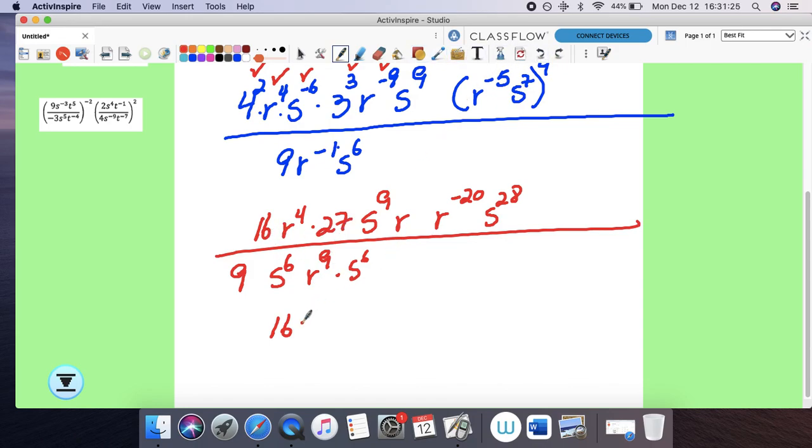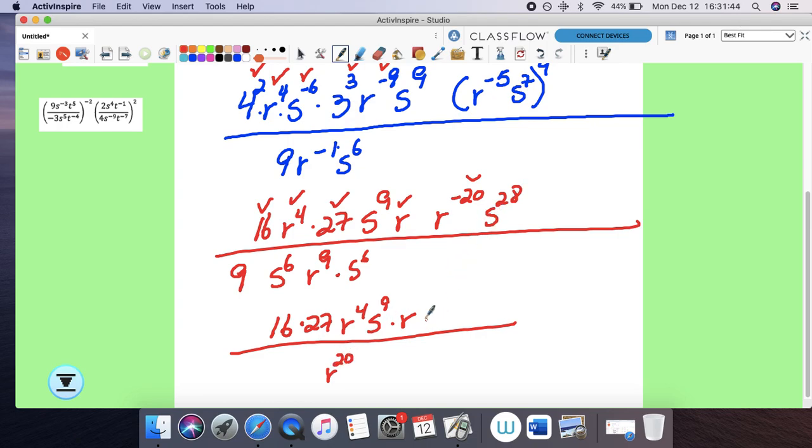16 times 27, right? This and this. R4, S9, R here, another R here. R to the negative 20. This guy I'm going to throw downstairs. I'll put it over here. It was a positive exponent. S28 stays up.